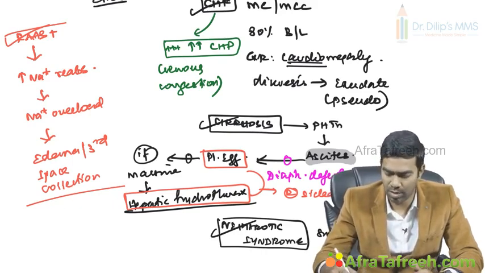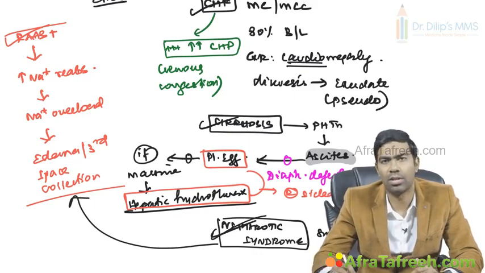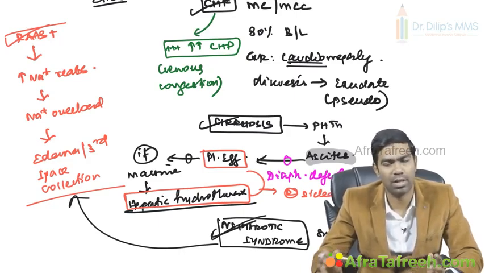In nephrotic syndrome, in fact, this is the usual reason for the pleural effusion. That's the only reason, in fact, for the pleural effusion as far as nephrotic syndrome is concerned. But cirrhosis and CHF, you have other mechanisms also operating, which I told you already.